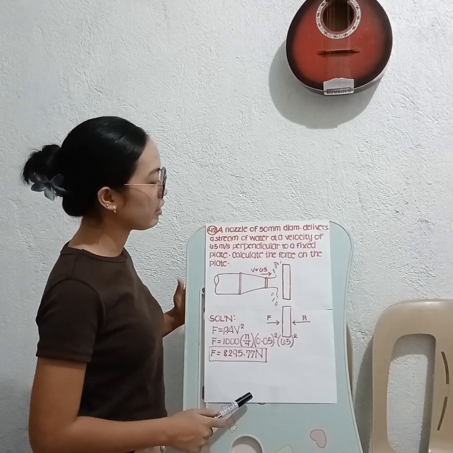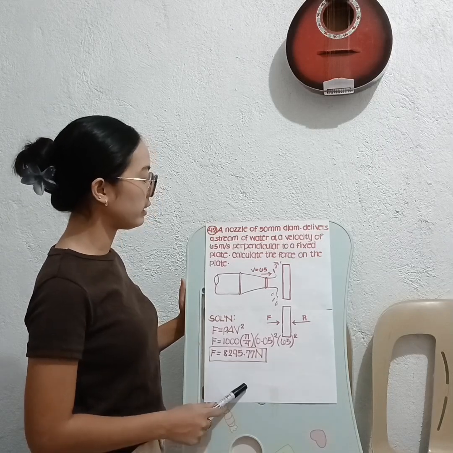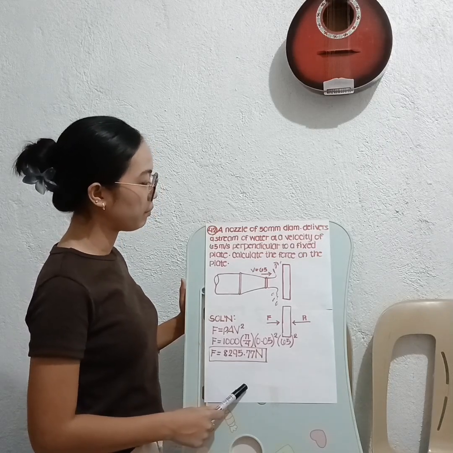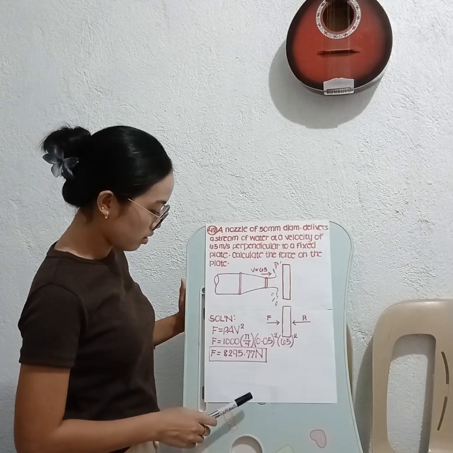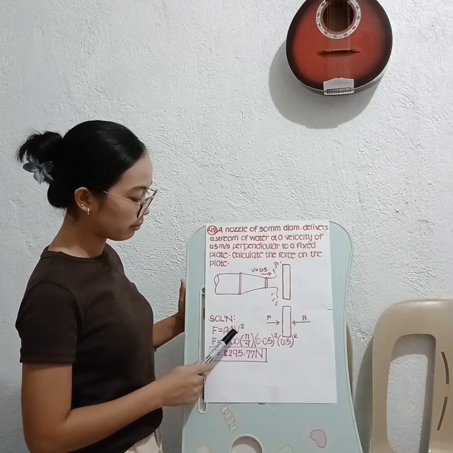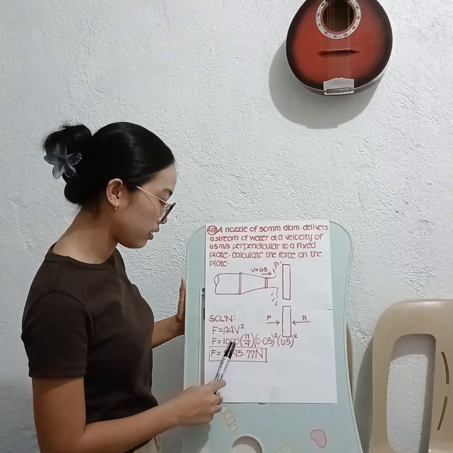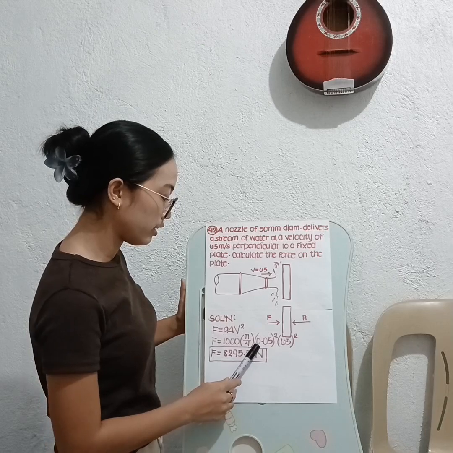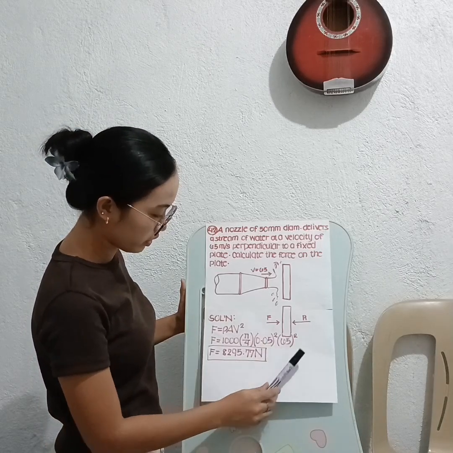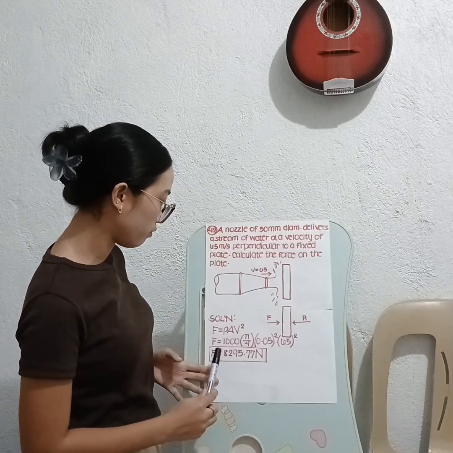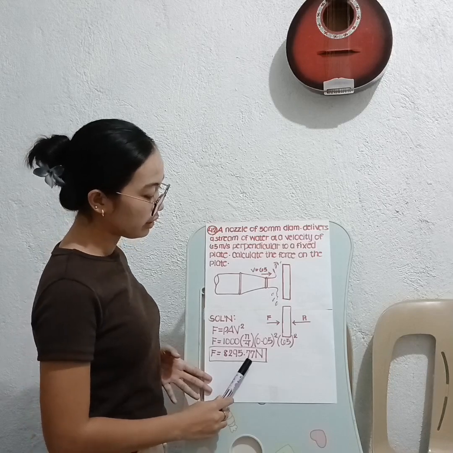A nozzle of 50 mm diameter delivers a stream of water at a velocity of 65 meters per second, perpendicular to a fixed plate. Calculate the force on the plate. So we have F equal to density times the area times the velocity squared. We have F equal to 1000 times π over 4 times 0.05 squared times 65 squared. So we have the force on the plate equal to 8,295.77 Newtons.